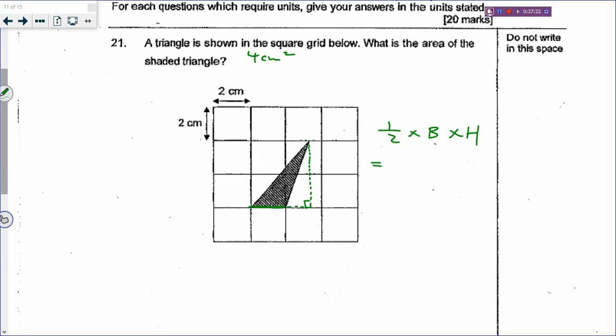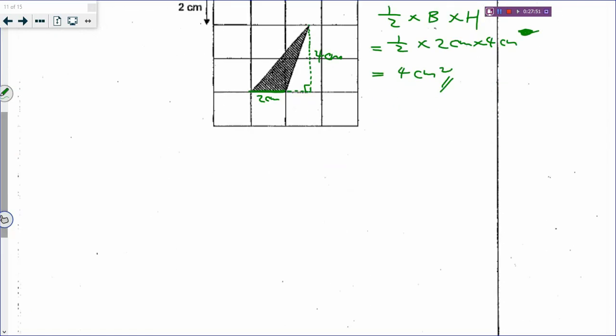So what is the base? Every side of a square is 2 cm, and the height you can see is made of two sides of a square, so that has to be 4 cm. Alright, so half times 2 times 4. Oops, times 4. Okay, there's no cm square. So half times 2 times 4. So 2 times 4 is 8. 8 divided by 2, that will be 4 cm square, which is the area of the triangle. Okay, now let's go down.